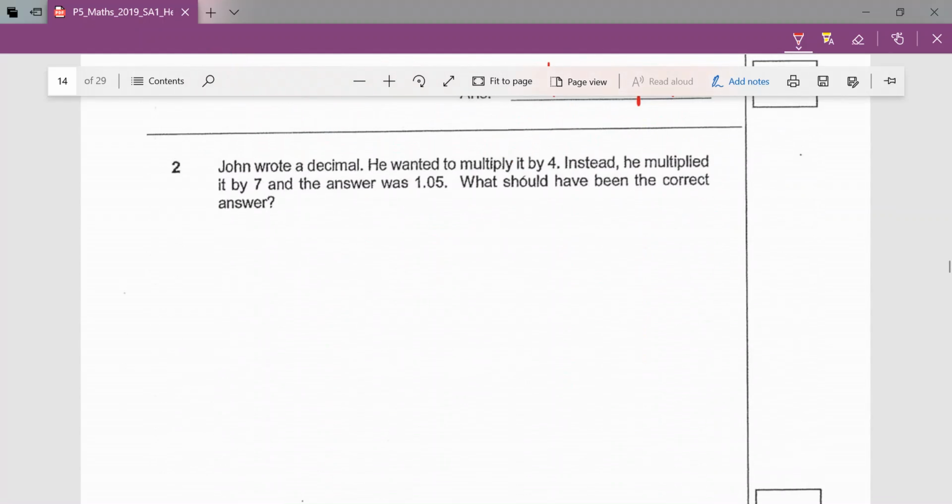Next question. John wrote a decimal. He wanted to multiply it by 4. Instead, he multiplied it by 7, and the answer was 1.05. Okay, divide by 7. 1.05 divided by 7 is 0.15. If you want to see the workings, it's like this. 1.05, 7. 1 is too small to be divided by 7. Move on to the next one.